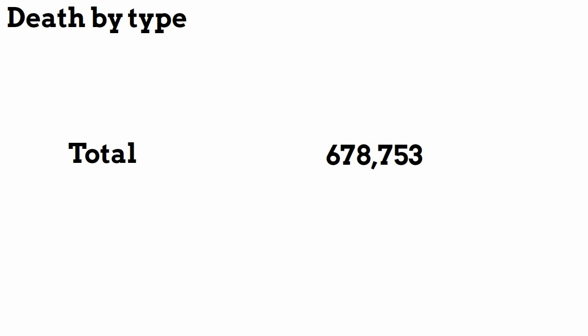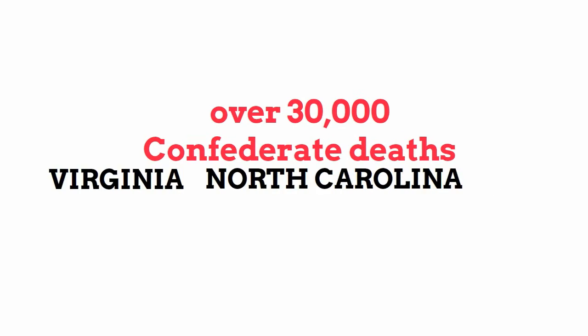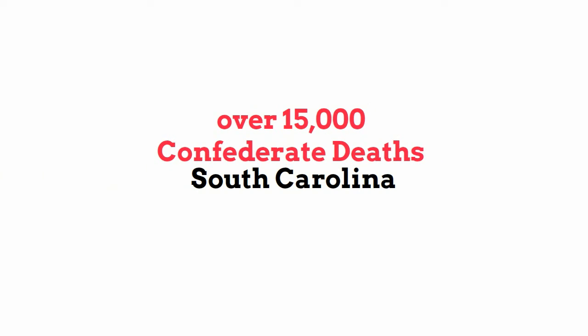These all add up to 678,753. Virginia and North Carolina were left with over 30,000 Confederate deaths combined, Alabama with 25,000, and South Carolina with 15,000.